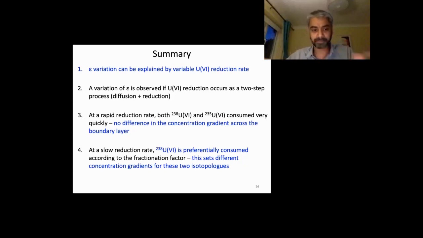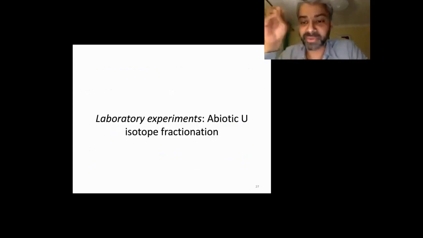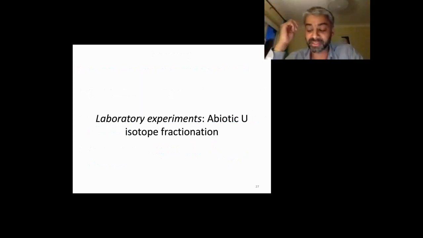And a variation of this model, it's really versatile. A variation of this model we're using to explain the selenium data that Catherine presented from the cross-hole test. So this is a summary of microbial experiments. Let's take a very quick look at the abiotic uranium isotopic fractionation at this point.